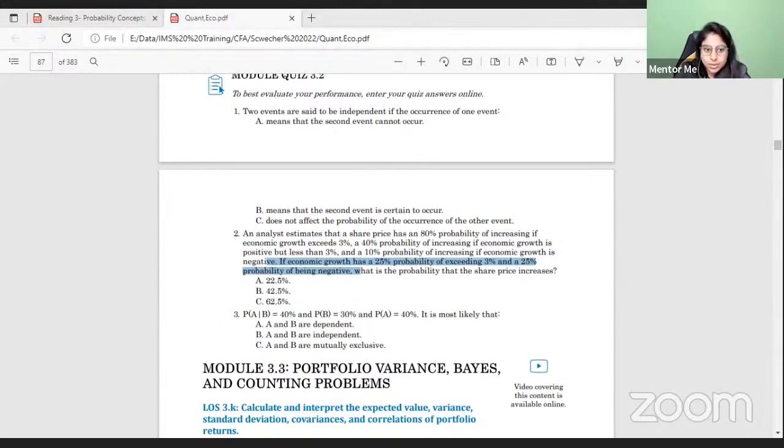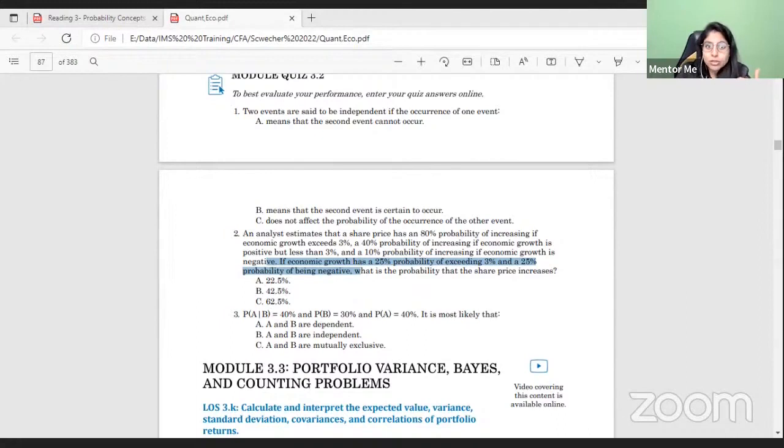The missing one. If this is 25%, this is 25%, what is the probability of the economic growth being between 0 and 3? It should be 50%, because that is the only other option left. These are exhaustive events, right? So this is what we have, and this is the respective probability of the stock price going up.